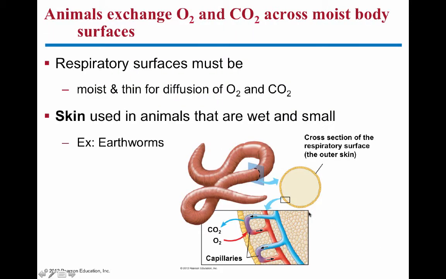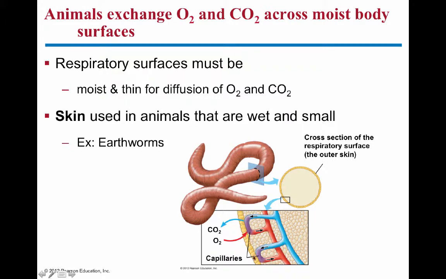When we look at respiratory surfaces overall, they're thin and moist. And that's because the oxygen and carbon dioxide just diffuse across the cell membranes. So they're always going to be going from high to low, and they can only travel relatively small distances with this diffusion. So when we have a small animal like an earthworm here, or a roundworm or flatworm, etc., they can do respiration right across their skin.